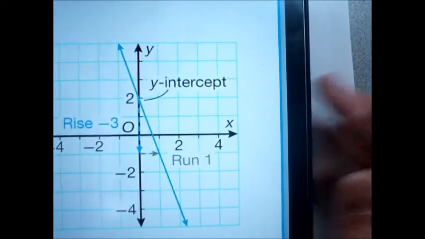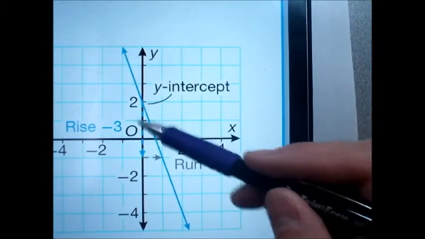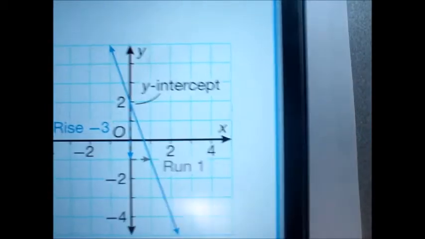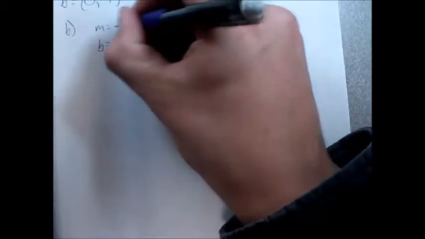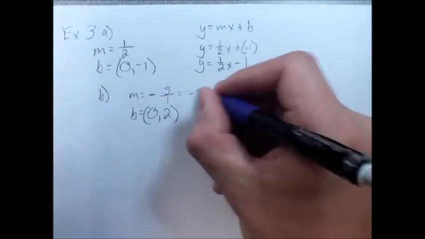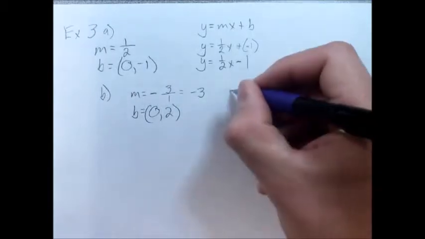It's falling, so it's going to be a negative slope. And then again, I look at it and go 1, 2, 3. I rise 3, and I run 1. So when I rewrite this, it's just negative 3. Again, I can plug this into y equals mx plus b.